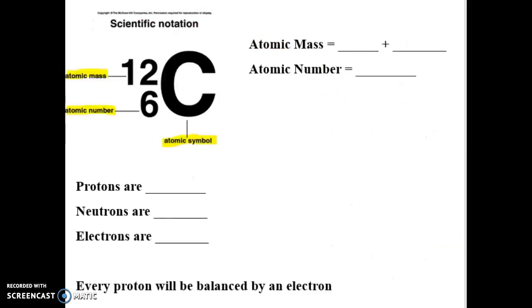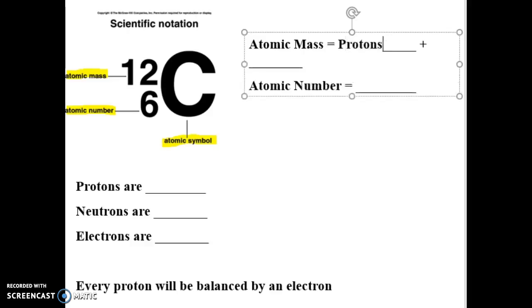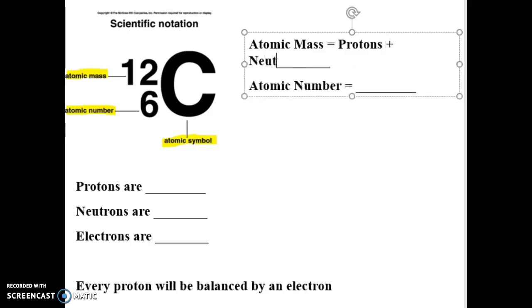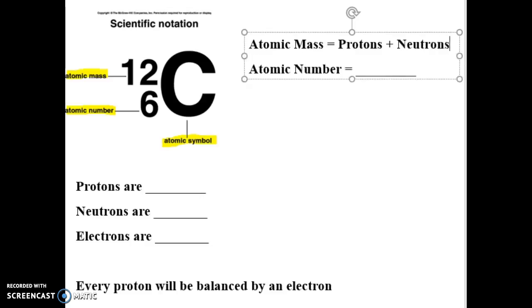Now the atomic mass, that's always going to be the bigger number. The bigger number, the atomic mass, is going to tell us the number of protons plus the number of neutrons that are found in your given element. So atomic mass is a combination of protons and neutrons. In the case of carbon, protons and neutrons equals 12.